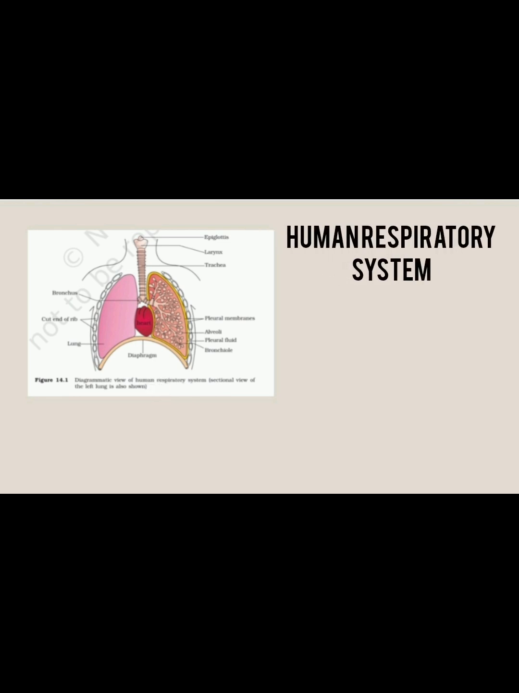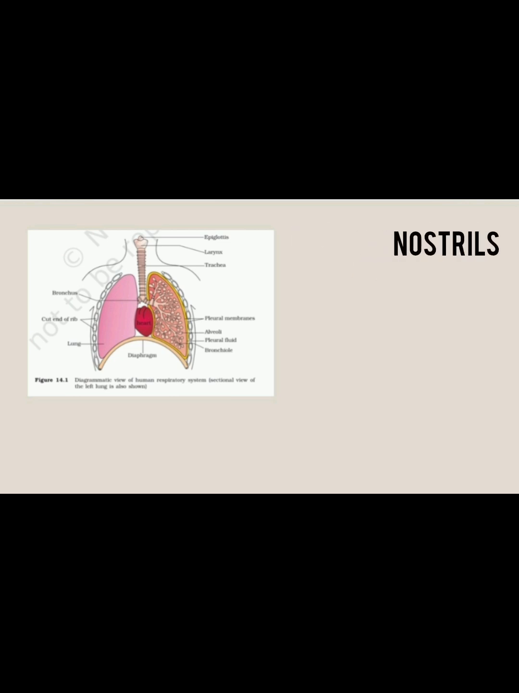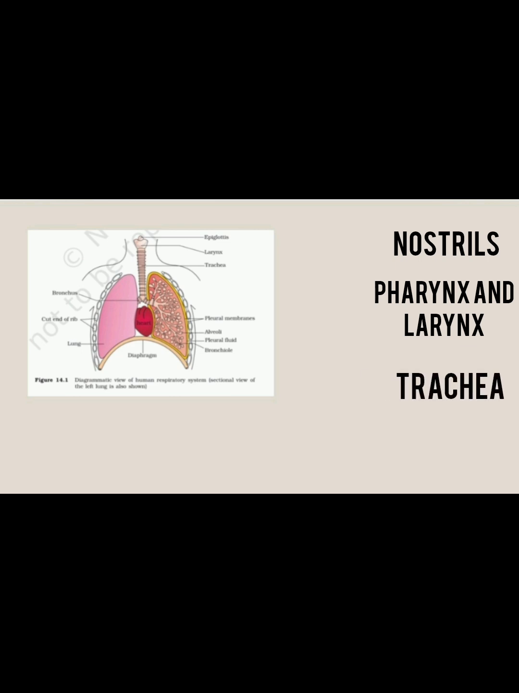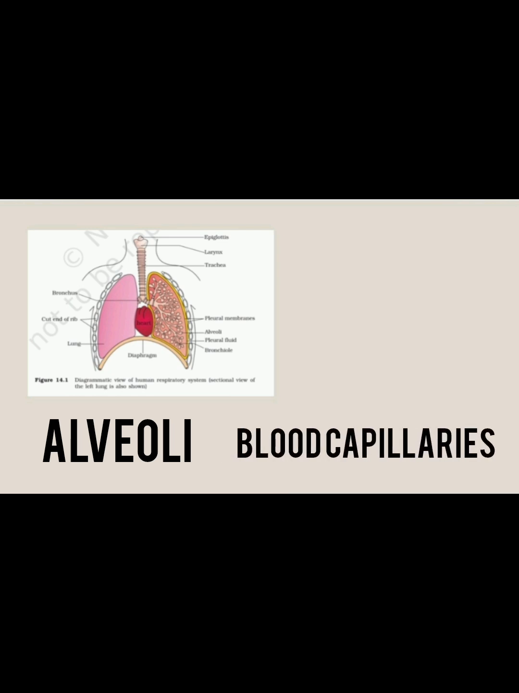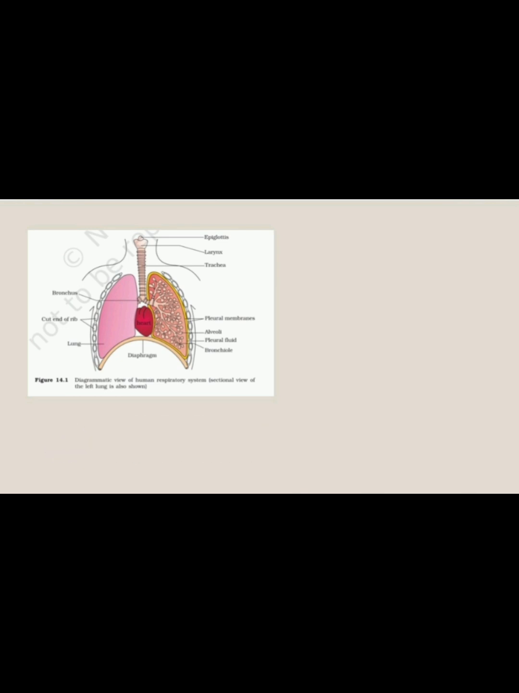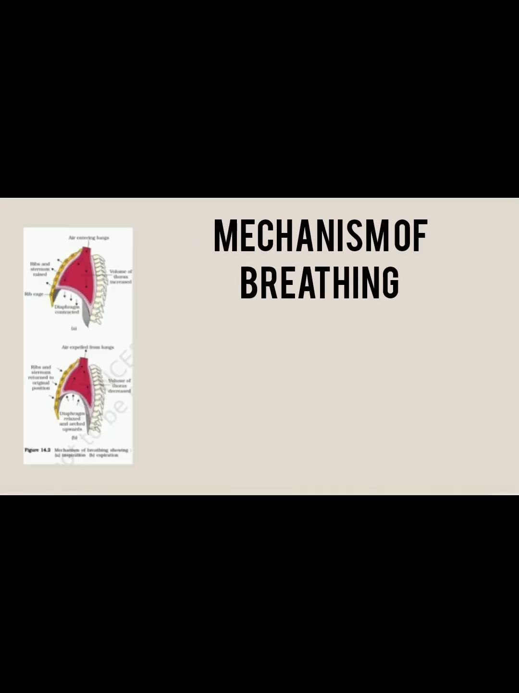The human respiratory system is like a carefully designed air delivery network. Air enters through the nostrils, passes the pharynx and larynx, and travels down the trachea, which divides into bronchi, then into smaller bronchioles, and finally ends in the alveoli, which are tiny balloon-like sacs. These alveoli are the main sites of gas exchange, richly supplied with blood capillaries where oxygen diffuses into the blood and carbon dioxide leaves. The entire system is housed in the lungs, which are soft elastic structures protected by the ribcage and the diaphragm. Now let's talk about the mechanism of breathing.